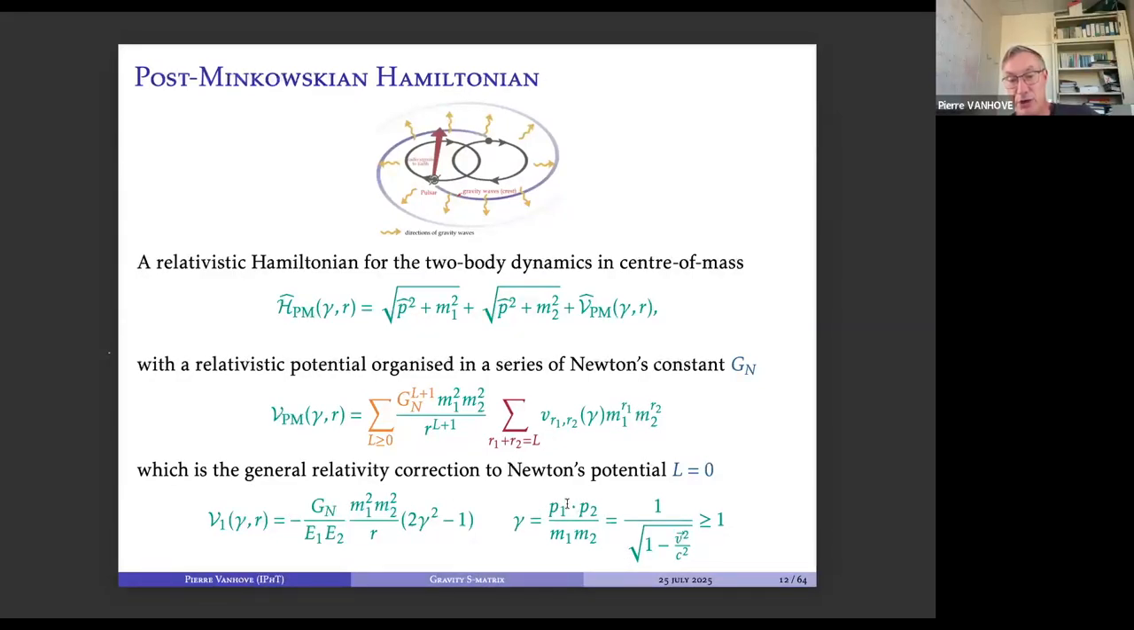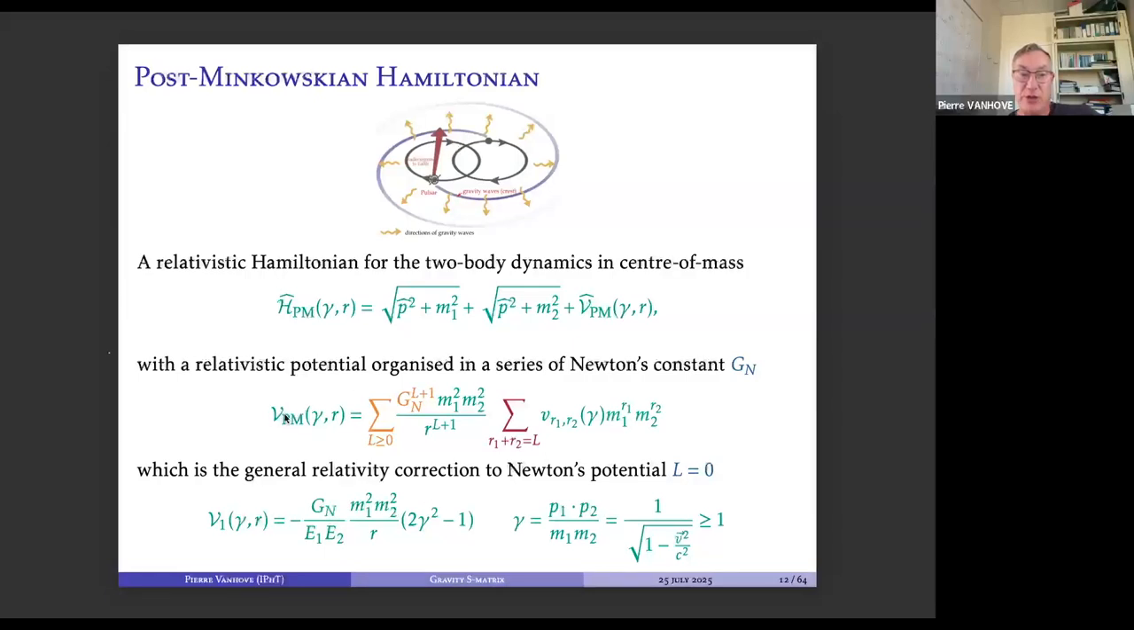So when you have your two objects of mass m1 and m2, they move at a relative velocity v. In terms of the momenta p1 and p2, p1 dot p2 divided by m1 m2 is the relativistic factor, the way it's defined.